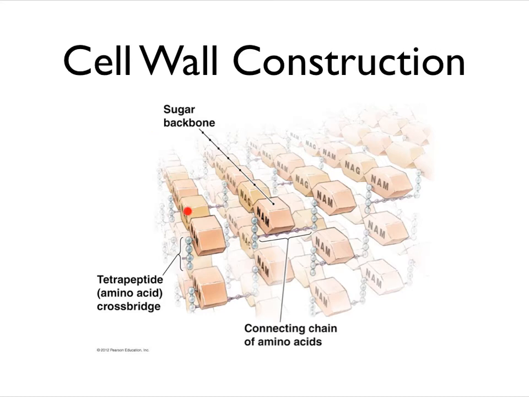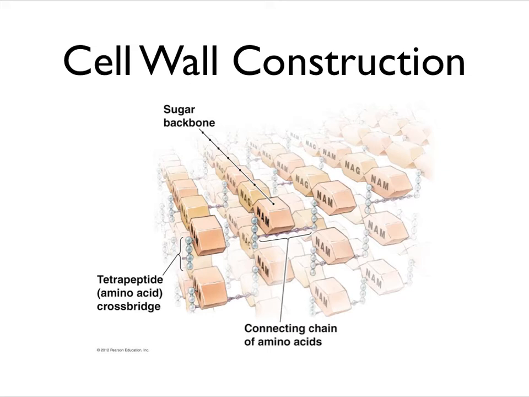The sugars that make up the glycan portion, the sugar backbone, are made out of two sugars. One of them is called NAG, N-A-G. It stands for N-acetylglycan, I think. And the other one is NAM, which stands for something else. You don't need to know what they stand for. You just need to know NAG and NAM. And they alternate. Each of these strands is built NAG, NAM, NAG, NAM, NAG, NAM, back and forth.